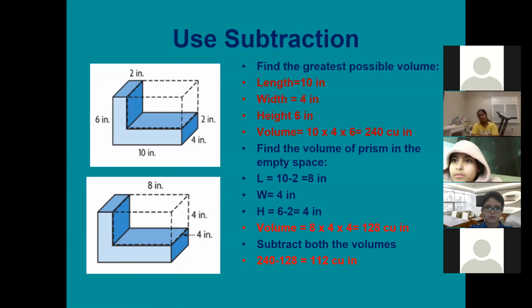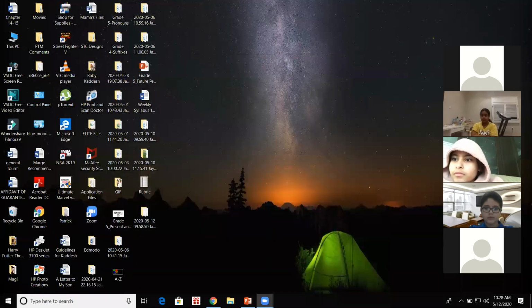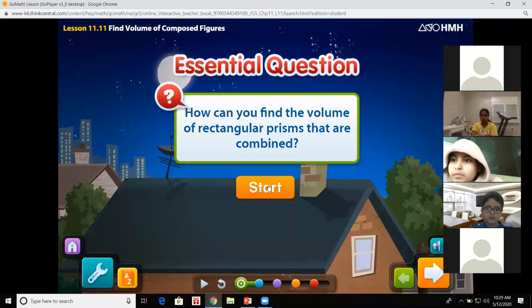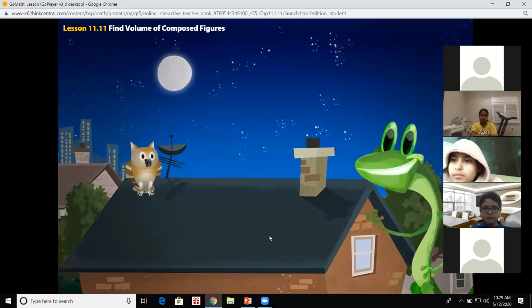Clear? Clear. Understood, Misk? Yeah. What about Hamad? Yeah. Very good. Okay, so the volume of the composite figure is 112. Now this is finished. Now let us go back to our Think Central. Can you see the Think Central page? Okay. I'll just forward this.